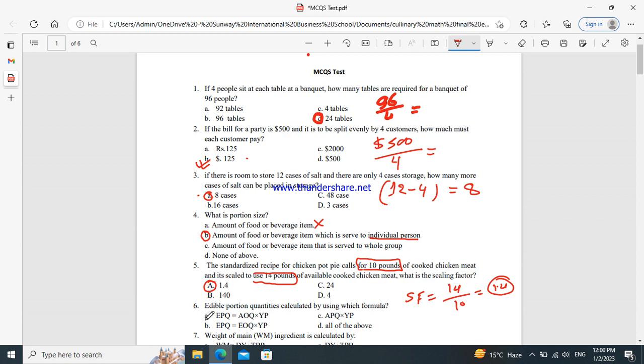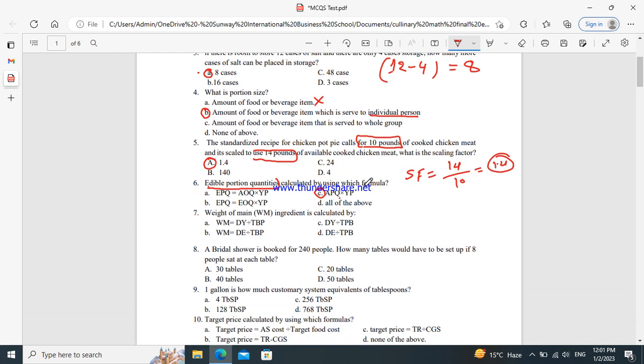Now, question number 6. Edible portion quantity is calculated by using which formula? Edible portion quantity, EPQ. Okay. How to calculate the EPQ? For this question, we have AOQ into YP, APQ into YP, or EPQ, EOQ into YP. The final answer is option C. Okay, APQ into YP is purchase quantity divided by yield percentage.